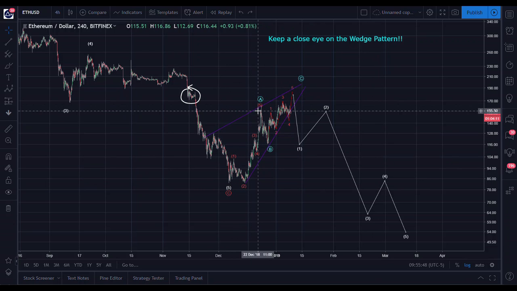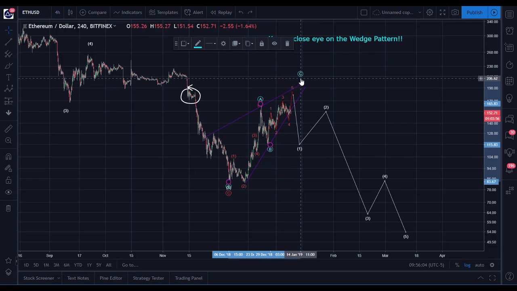And this 1, 2, 3, 4, 5 subwaves for blue A. Look at this beautiful A, B, C swing for the blue B. And we're probably getting an ending diagonal of 1, 2, 3, 4, and 5 for the blue C.